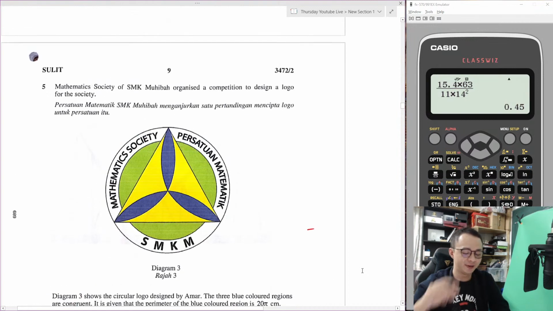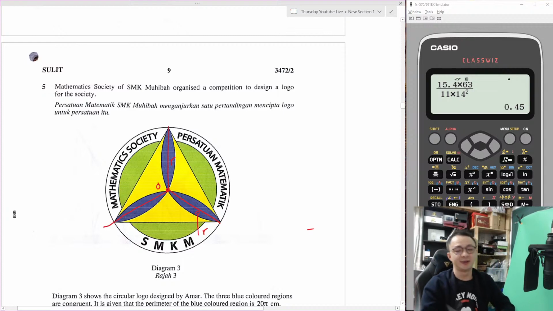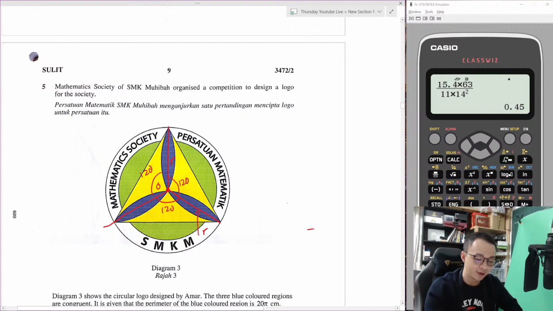Okay, let's find the radius first. We have a center point here, I'm going to call it O. From the center point to the circumference is a radius. If I draw like this, this is another radius. If I divide the 360 into 3 parts, each part is 120. Here is 120, here's another 120. Then I split the 120 in half, so this is 60 and 60.